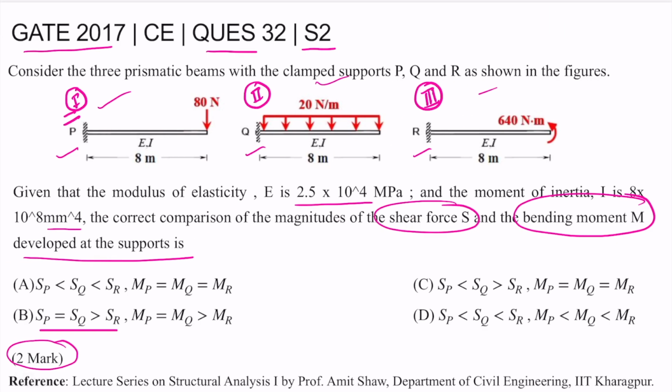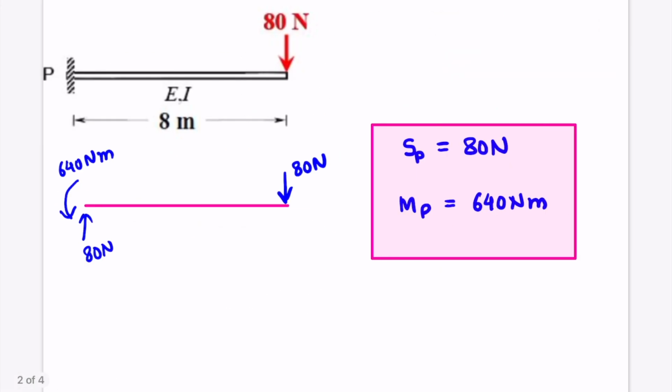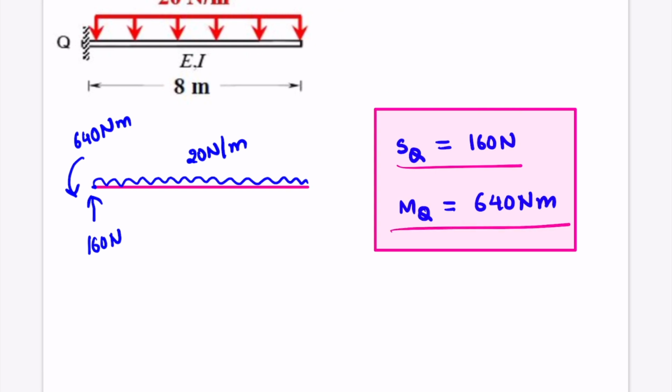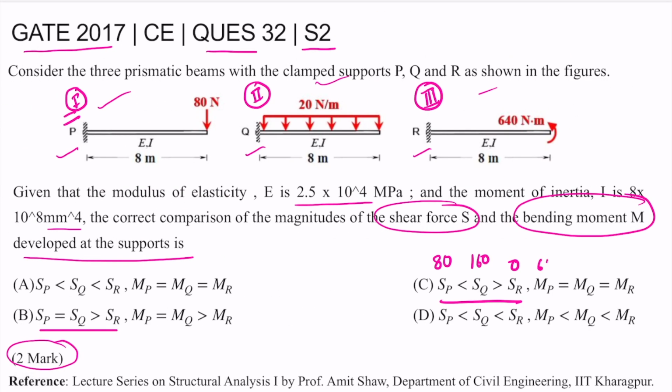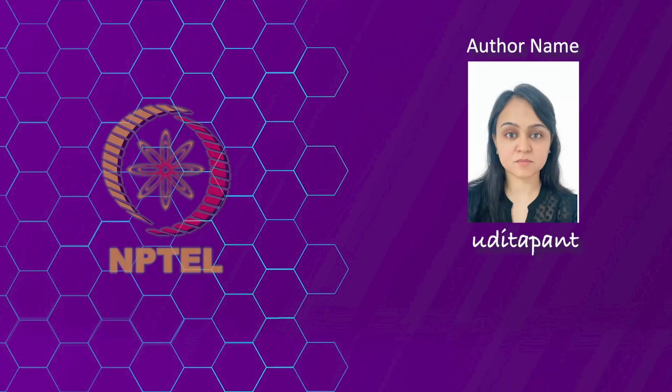Let's see option number C. Option C is SP is less than SQ, which is right, which is greater than SR. So SP is 80, SQ is 160 and SR is 0. So this part is right. Let's see the next part. MP equal to MQ equal to MR. So MP is 640, MQ is also equal to 640, MR is also equal to 640. So this option number C is correct because all these values are the same. So we got the correct answer, that is option number C, which is this option.